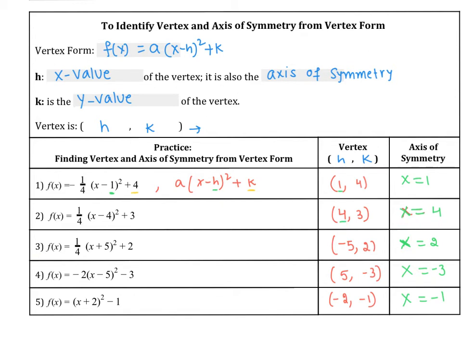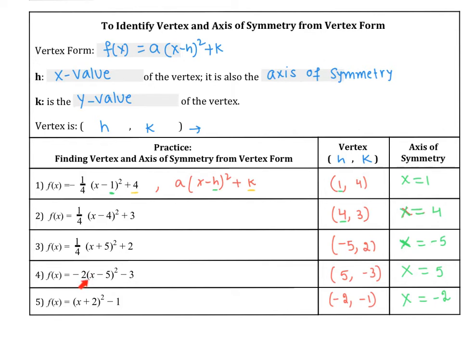For number 3, we are going to find h and k. If it is a negative, then we write h as positive, and if it is positive, then we write it as negative. So the vertex for number 3 is (-5, 2). The axis of symmetry is always the x coordinate of the vertex, so it's x equals -5.